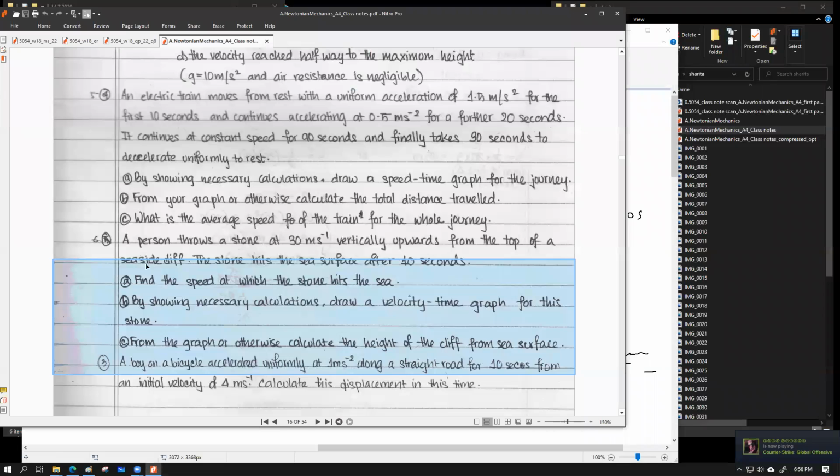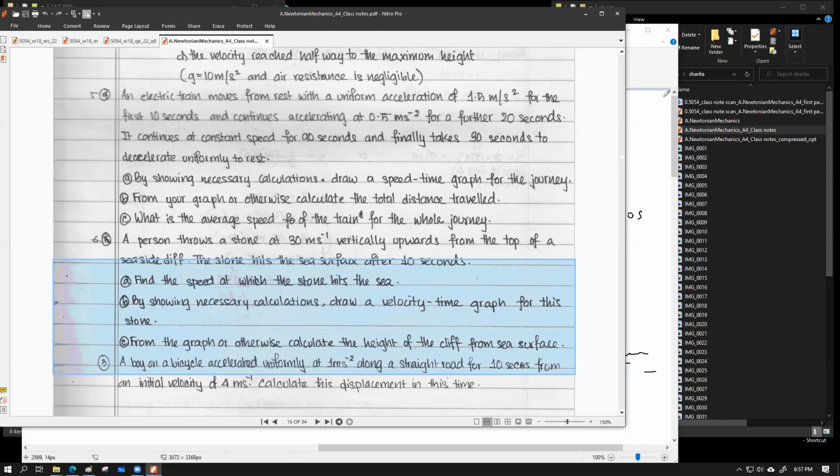Have a look. A person throws a stone at 30 meters per second vertically upwards from the top of a seaside cliff. The stone hits the sea surface after 10 seconds. After 10 seconds, from which incident is this? From the throwing of the stone, exactly. Which means that the total traveling time of the stone was 10 seconds. The stone moved from the person's hand all the way through the atmosphere and hit the sea after 10 seconds. So the total traveling time of the stone is 10 seconds. That's the important information.